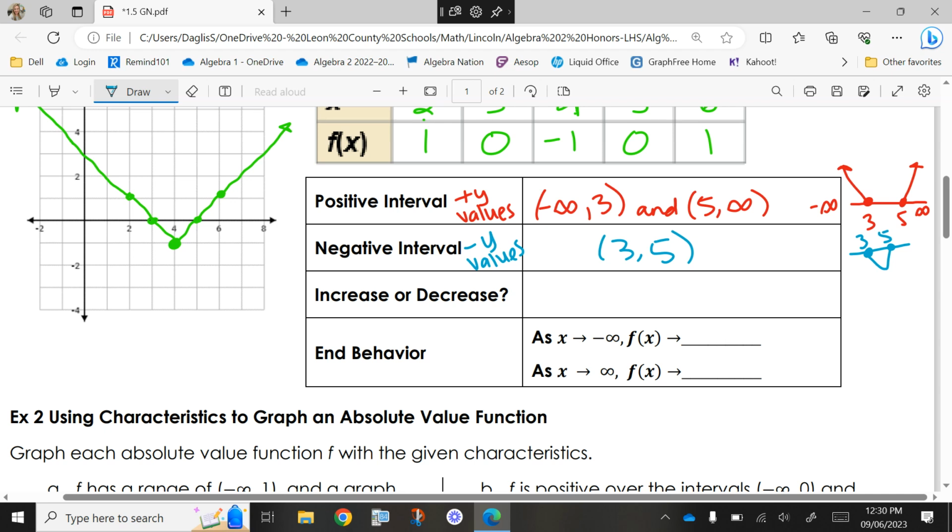All right, my next one. It says increase or decrease, and it has a question mark, and I don't know why I typed it that way because that doesn't make sense.